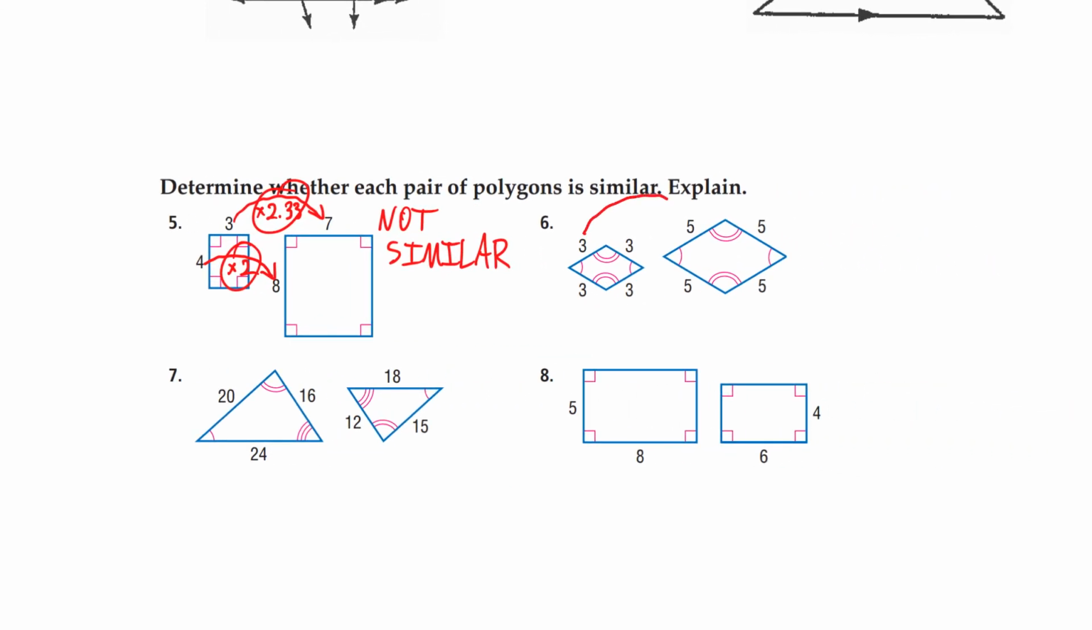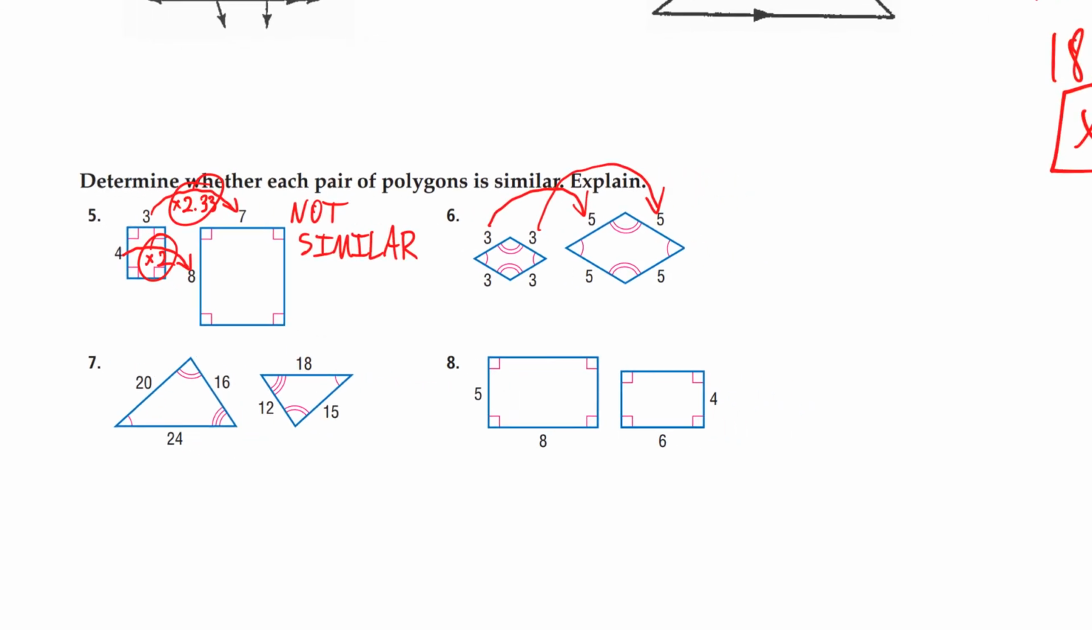Okay, so to get from 3 to 5, is that going to be the same number you used to get from 3 to 5? Yeah, I mean, obviously, that has to be similar. All the way around there.